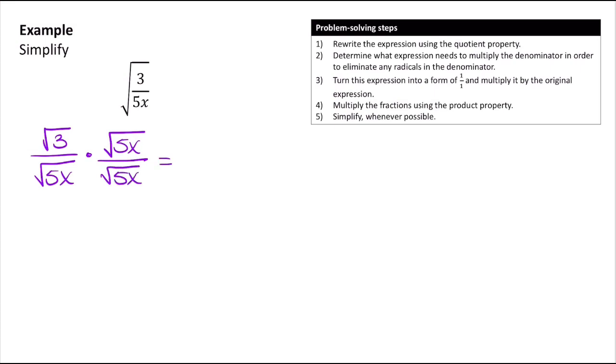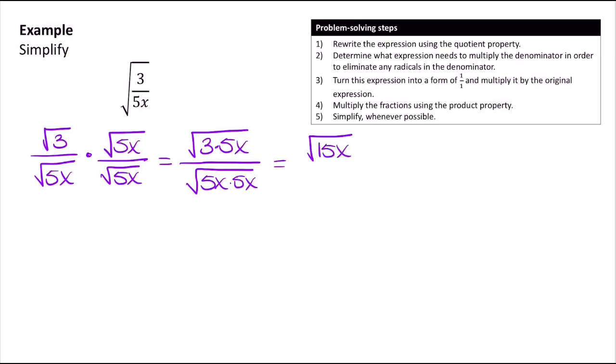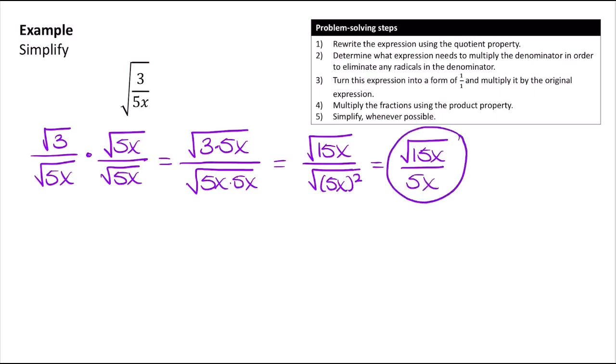In the numerator, that's going to give me the square root of 3 times 5x. And then in the denominator, I have the square root of 5x times the square root of 5x. So this is basically the square root of 15x over the square root of 5x squared. Okay, so in the denominator, since I have the square root of something being squared, I can cancel out that radical. So I have the square root of 15x over 5x. And this is now fully simplified because I do have a radical in my final answer, but it's in the numerator. As long as it's in the numerator, that's okay.